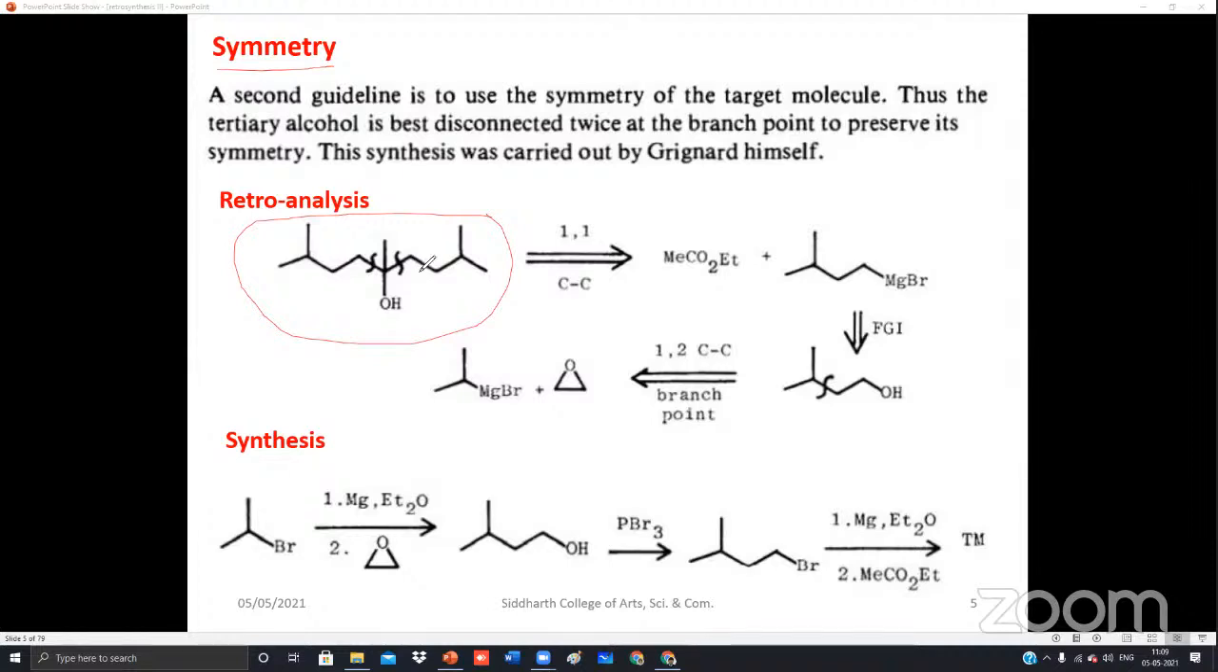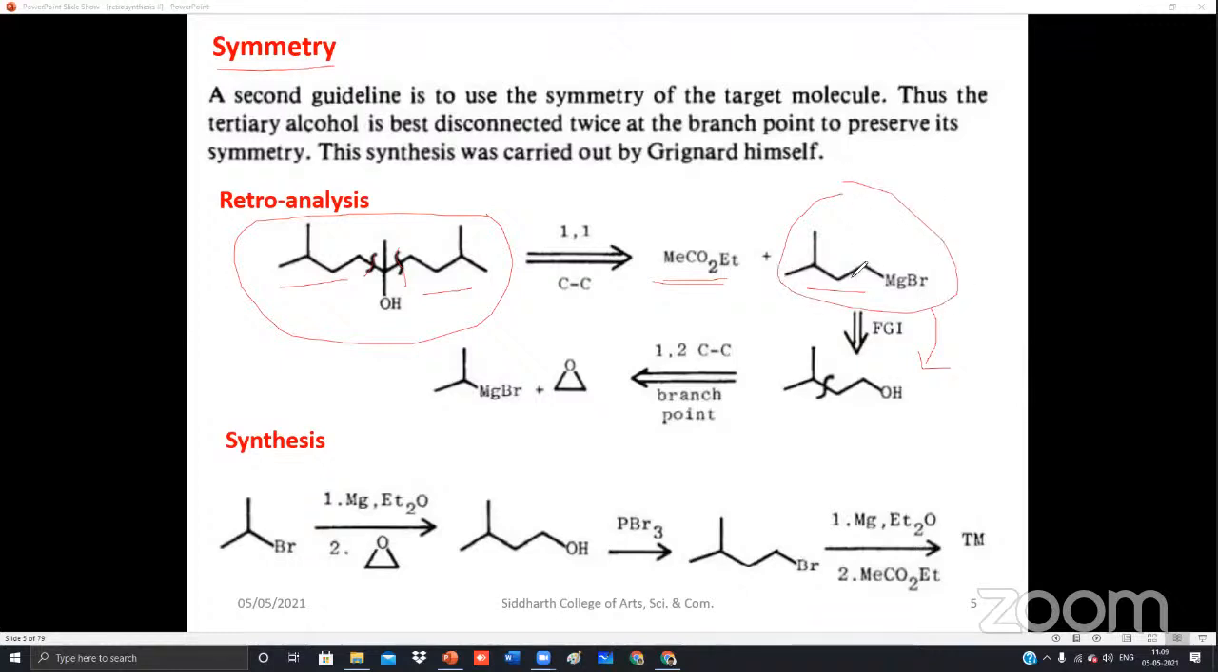Now suppose we take this example of a tertiary alcohol. If I do the disconnection over here as well as here simultaneously, this part and this part are symmetrical. So I understand that if I do a double disconnection, which we call a carbon-carbon double disconnection, then I will end up with this. This should be your ester and this should be your Grignard reagent. The Grignard reagent you will get from any source. So that is very easy to synthesize, however big the molecule is.